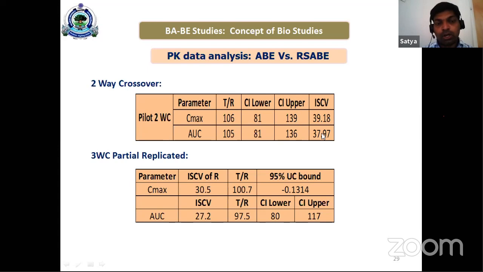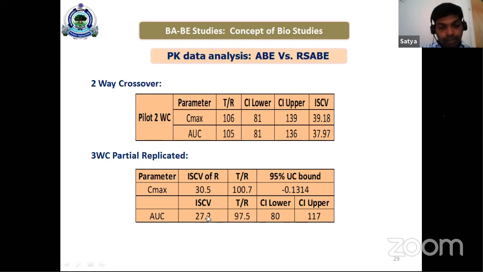So if I want to conduct the same two-way crossover, I need to perform the study again and, based on this variability and these T/R ratios, increase my sample size. It would take around 120, 140 subjects. So instead of that, I would change my design. My design would be partial replicate or full replicate. In this case, I got my variability at 30%, so I just need to meet two criteria: one is the T/R ratio, and the second would be the 95% bound. So here in this case, I have passed my study.